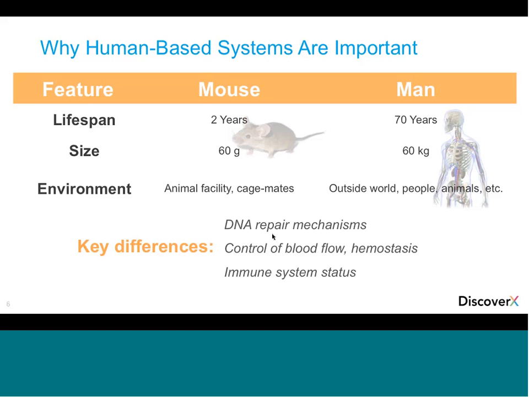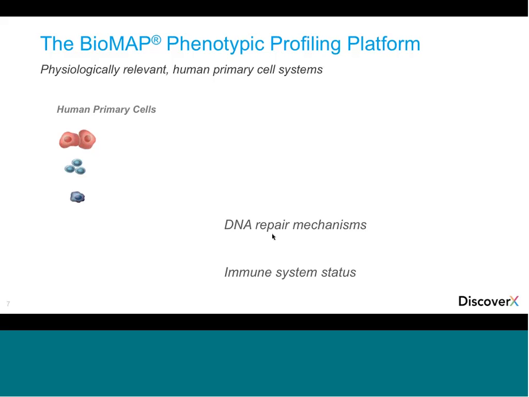We are substantially larger than mice, and our mechanisms to control blood flow and hemostasis are a lot more complex than mice and rats have. And our immune system status is very different as well. Most of the immune cells that are traveling around our bodies are activated memory cells because we are constantly exposed to all kinds of insults from the environment: viruses, bacteria, dogs, children, etc. So these make this very different.